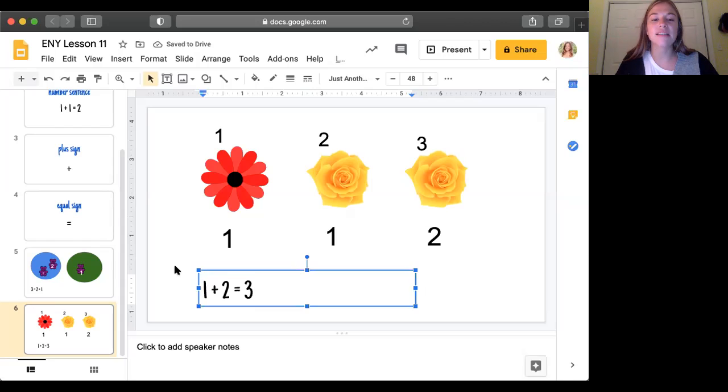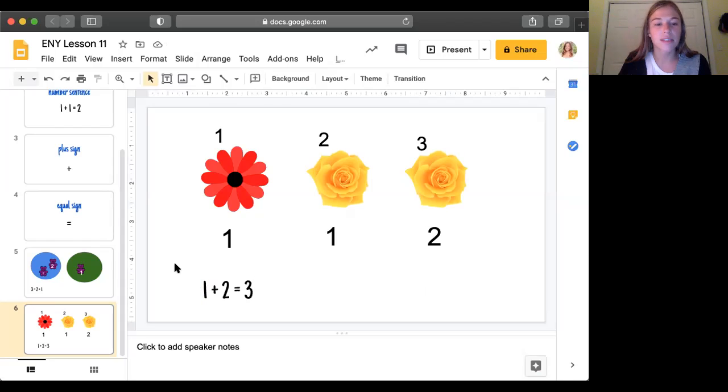So scholars, we're going to read this number sentence 2 times. 1 plus 2 equals 3. Again, 1 plus 2 equals 3. Ooh, let's do it one more time. 1 plus 2 equals 3. All right. Awesome job, scholars. You did a great job learning about number sentences, and I can't wait to continue working on them.